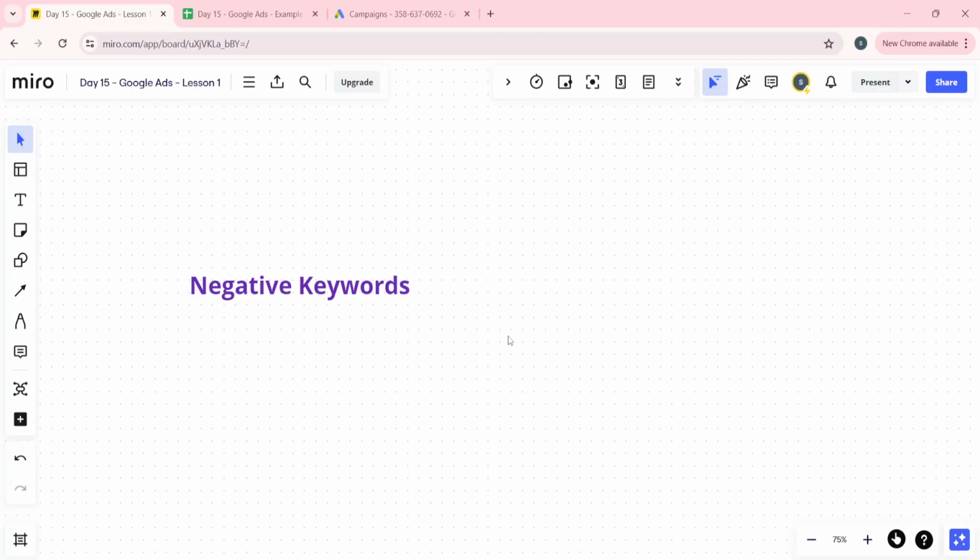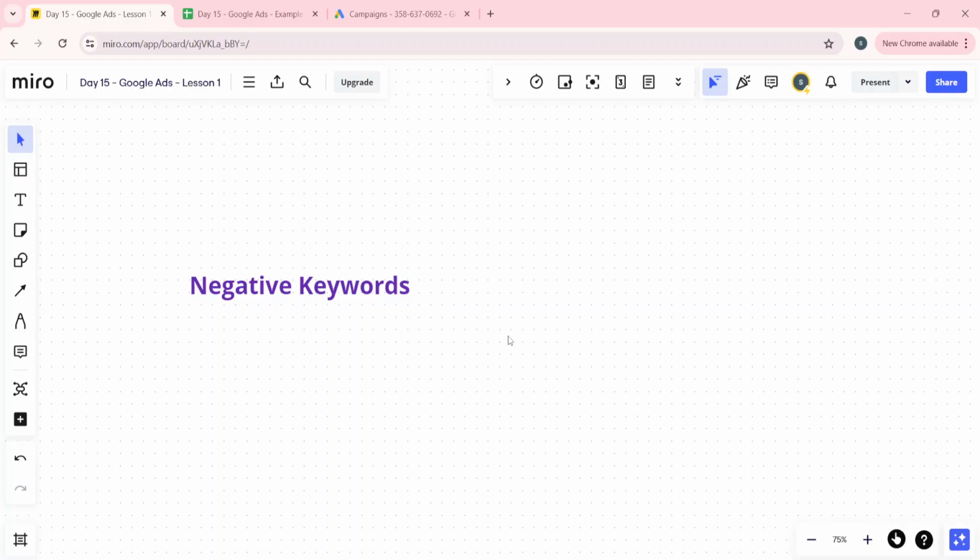We have discussed theming, their behavior, their relevancy, how we can group the keywords into ad groups, and how we can group those ad groups into campaigns. Whatever we have discussed till now are called positive keywords. Simply they are called keywords, or for distinction purposes, you can call them positive keywords. In this lesson today, we will discuss negative keywords.